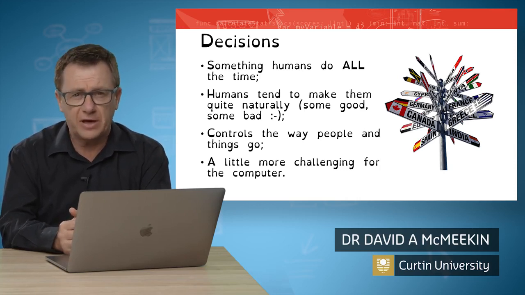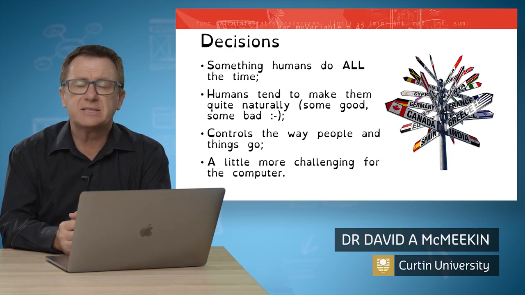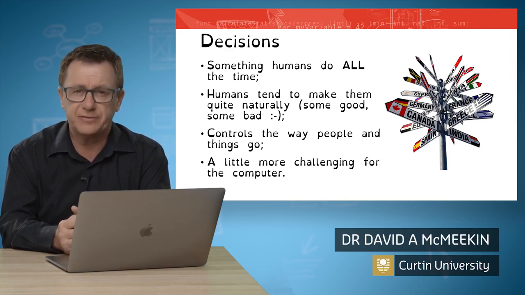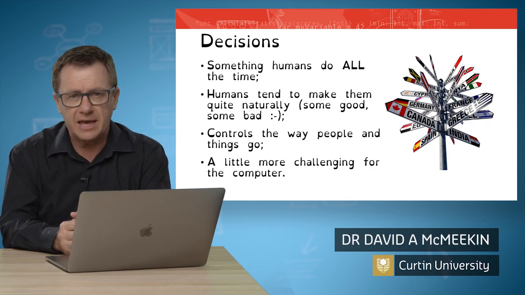When it comes to devices and computers, making decisions isn't so natural. It needs to be explicitly defined what decision to make, when to make it, and how to make it. We're going to look now as to how we go about doing that within Swift.